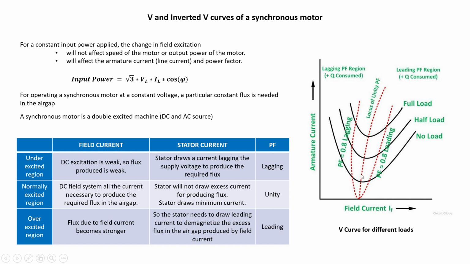In this graph, inverted V curve is not shown, but you have to note that the inverted V curve and V curve will have the same central axis, that is, when the armature current is minimum, at that time power factor will become maximum.